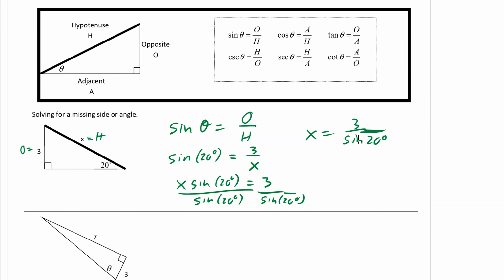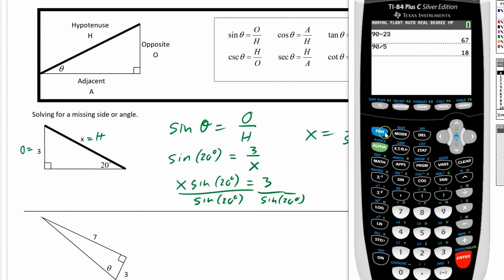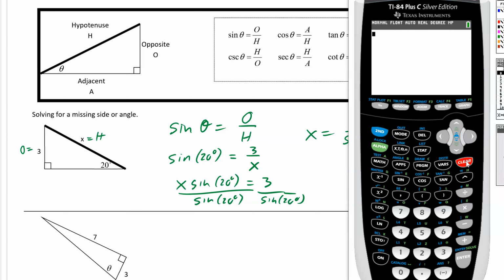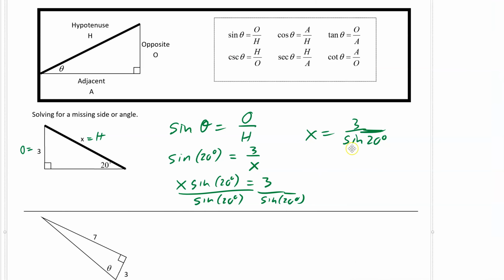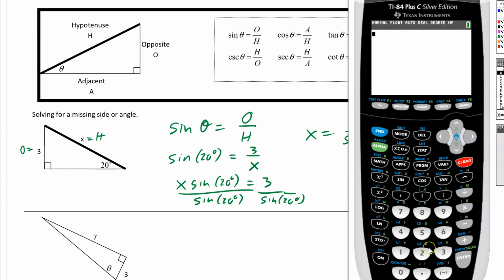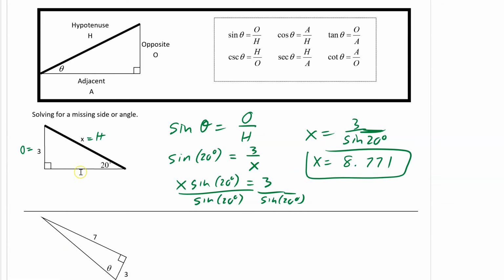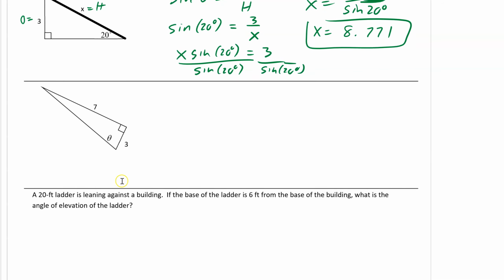And so now we just plug that into our calculator. Make sure your mode is in degrees. Perfect. And so we are going to plug in 3 divided by sine of 20 degrees. Hit enter. And there we go. It's 8.771. And that is our measure. So how long is that hypotenuse? 8.771.